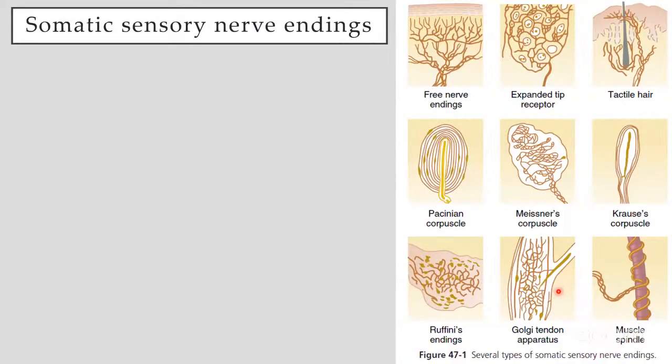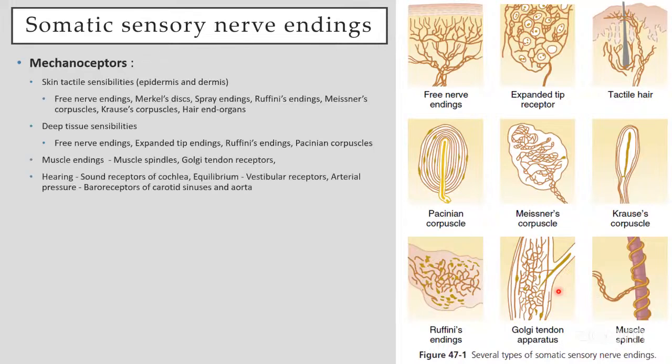Moving on to somatic sensory nerve endings, they are mechanoreceptors. That is, within the skin in the epidermis and dermis, for example, Merkel's discs, Ruffini endings, Meissner's corpuscles, Krause's corpuscles, hair organs, and perinerve endings. For deep tissue sensations, it is Ruffini's endings, Pacini corpuscles, or free nerve endings. For muscle endings, there are muscle spindles and Golgi tendon receptors.